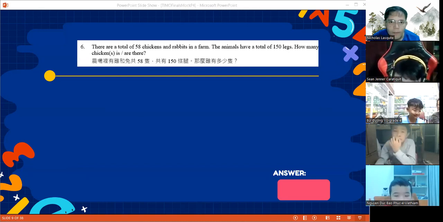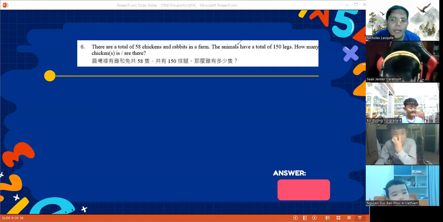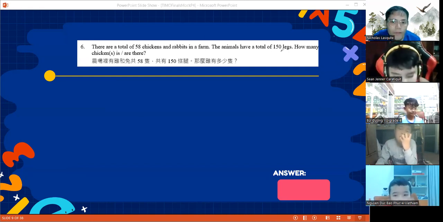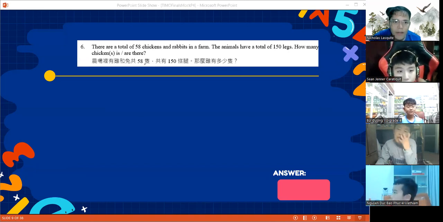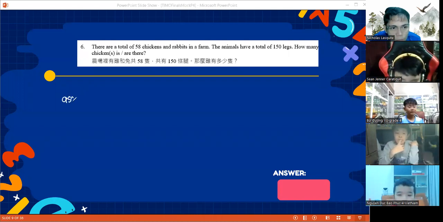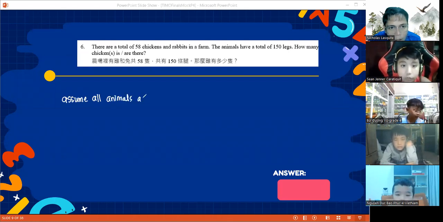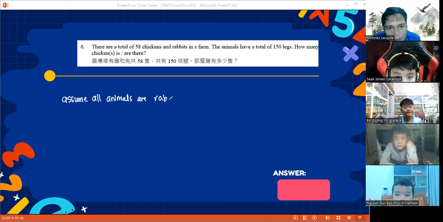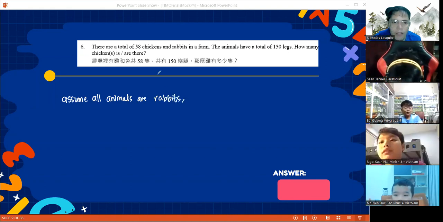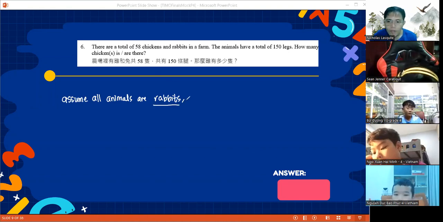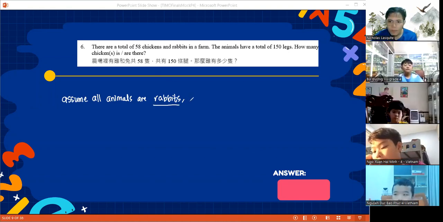In here, there are 58 chickens and rabbits on a farm. There are a total of 150 legs. How many chickens are there? It is asking for the number of chickens, right? So we assume all animals are rabbits, because we are looking for chicken. So assume everything is rabbit, the other type of animal.